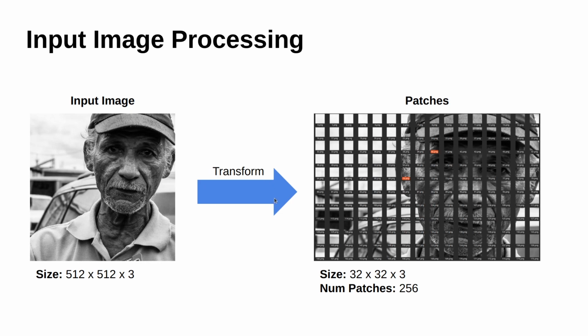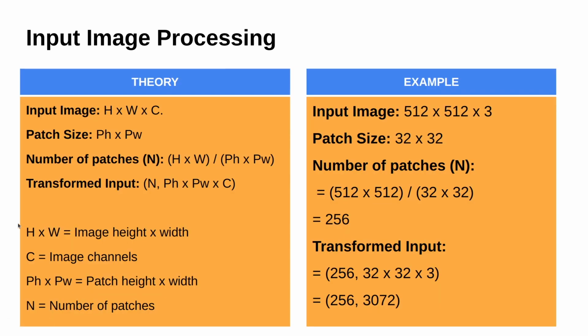So now we're going to learn how this processing works, because this is really essential to understand. Initially even I was a bit confused when I was reading the paper and writing the code. So I've made it easy for you. So here you can see the image processing theory and an example.